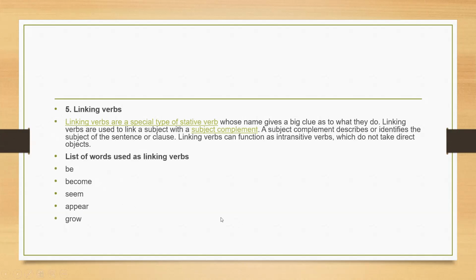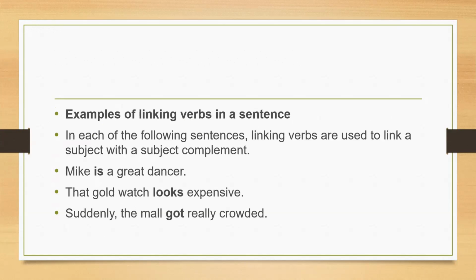So linking verbs. What are the linking verbs? Linking verbs are a special type of stative verbs whose name gives a big clue as to what they do. Linking verbs are used to link a subject with a subject complement. These are linking verbs like be, become, seem, appear, grow. These are some linking verbs. So what are the examples?